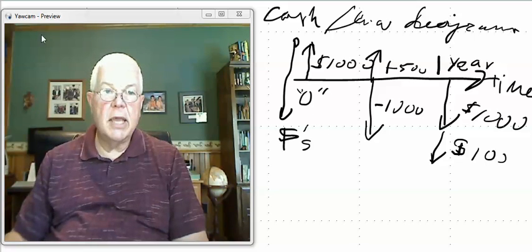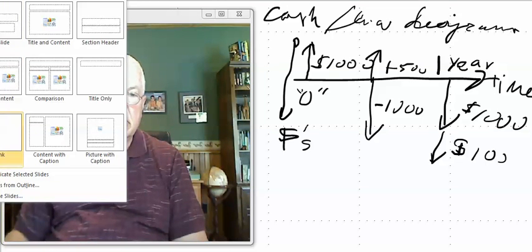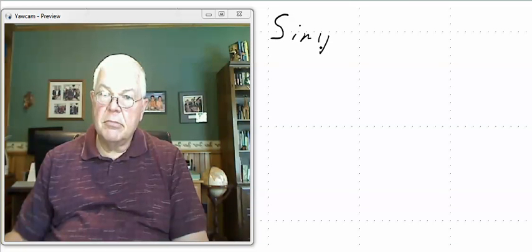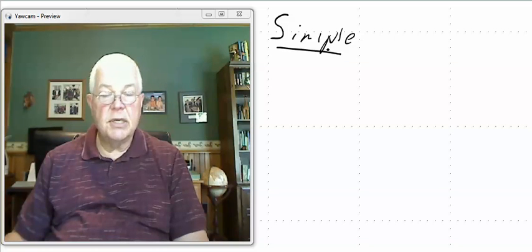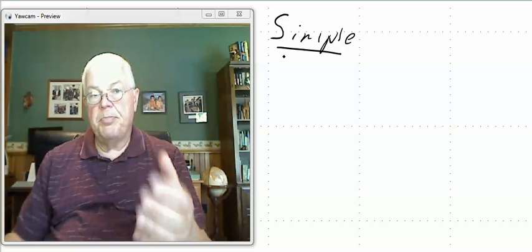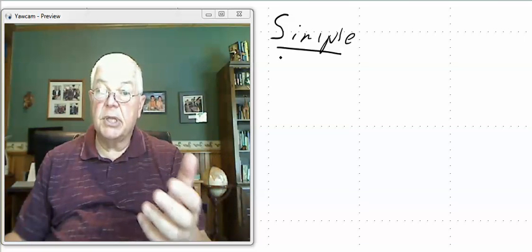Now we have to look at what we have for interest. Well, for interest we have two different types of interest. We have simple. It doesn't mean it's dumb. It's simple interest. Simple interest is interest that you pay only on the principal. You do not pay interest on interest.